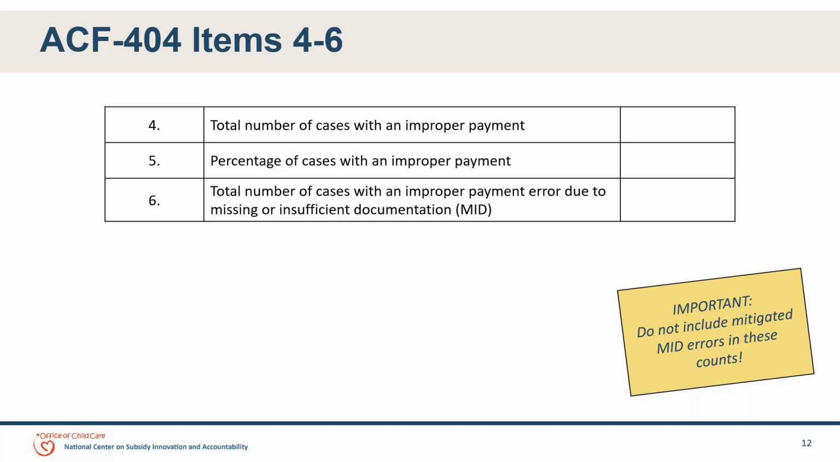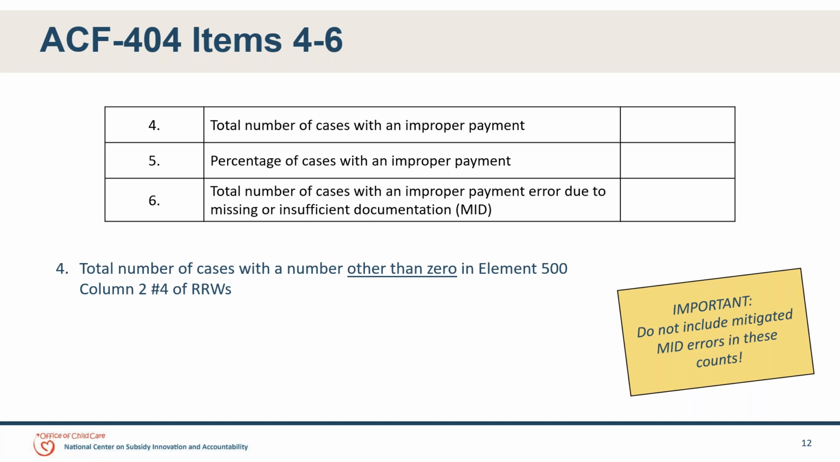And this asks for the total number of cases with an improper payment. And again, we're going to refer to your completed record review worksheet, element 500, column 2. What we're looking for is the total number of cases that have a number other than 0 in item 4. This item 4 in element 500 of the record review worksheets is where that improper payment amount is captured. So if that amount's going to be anything other than 0, then that case would be included in the tally. And our example had 19 cases with an improper payment.